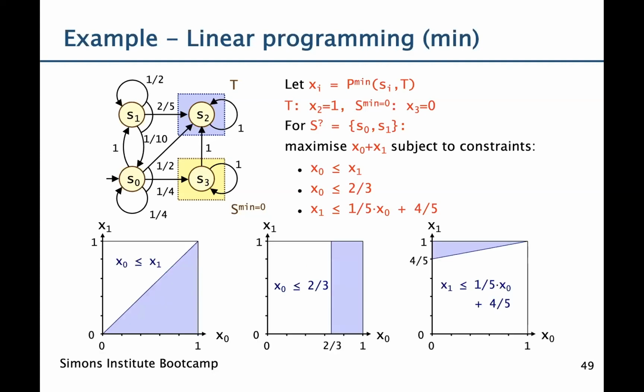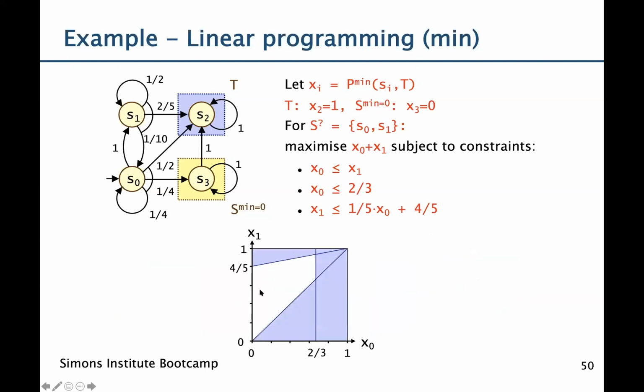So let's have a look at these constraints. It's like the white area that satisfies our constraint. So this is where x0 is less than or equal to x1. This is where x0 is less than or equal to 2/3, and this is where x1 is less than or equal to 1/5 times x0 plus 4/5. So we want to maximize the sum such that all of these are satisfied. So let's look at when all of these are satisfied. So that gives this white area here.